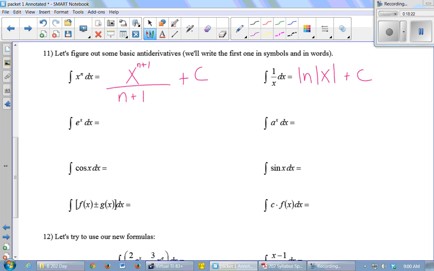How about the integral of e to the x dx? A function whose derivative is e to the x is e to the x. What about a to the x? A function whose derivative is a to the x. It's definitely going to have an a to the x in it. Where do I put the ln of a? In the denominator, because the derivative of a to the x is a to the x ln a, right?